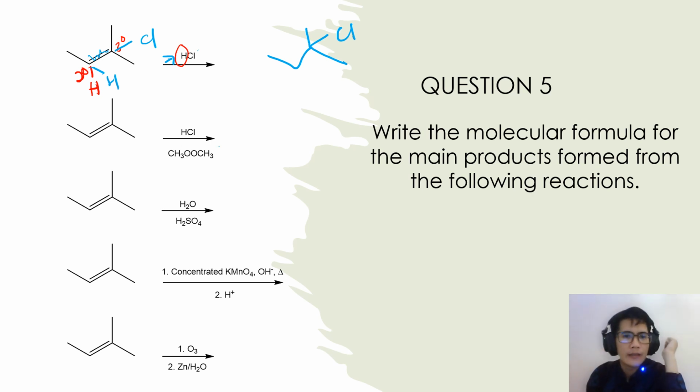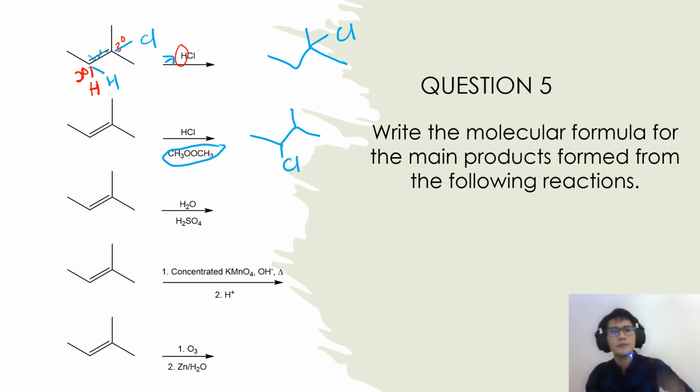And as for the anti-Markovnikov, biasalah dia terbalik. Alright, so you will get Cl over here. Okay, the hydration, same as the hydrohalogenation, according to the Markovnikov rule. So the product will be, okay, salah lukis. The product will be like this. So you just add OH over here.